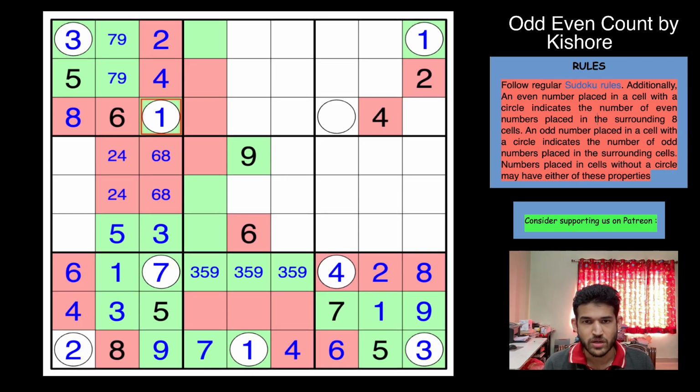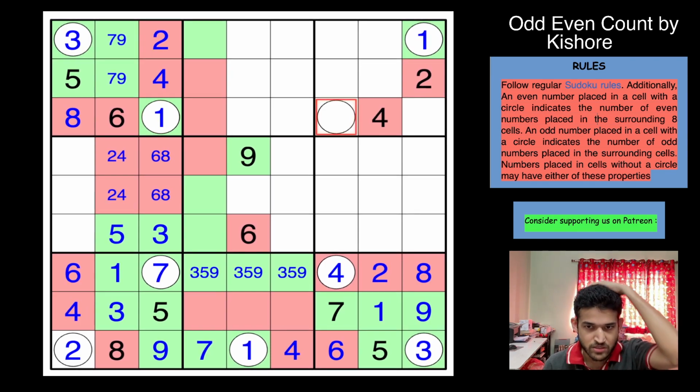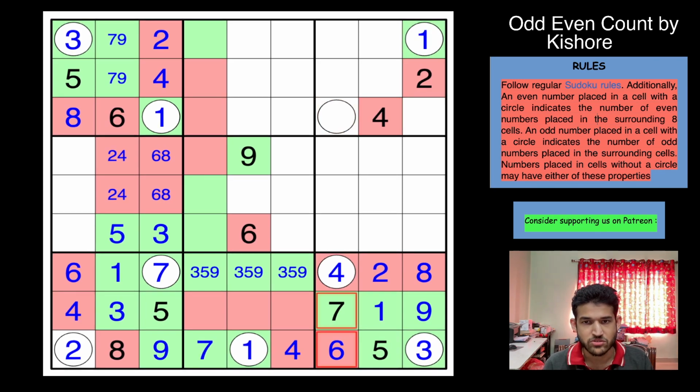Okay, now let's visit this cell. This can't be 1, 2, 4, 6, 7 and 8. So 9 is also ruled out. So this is a 3 or a 5. Now this is the next tricky part in the solve, the final part in the Sudoku.